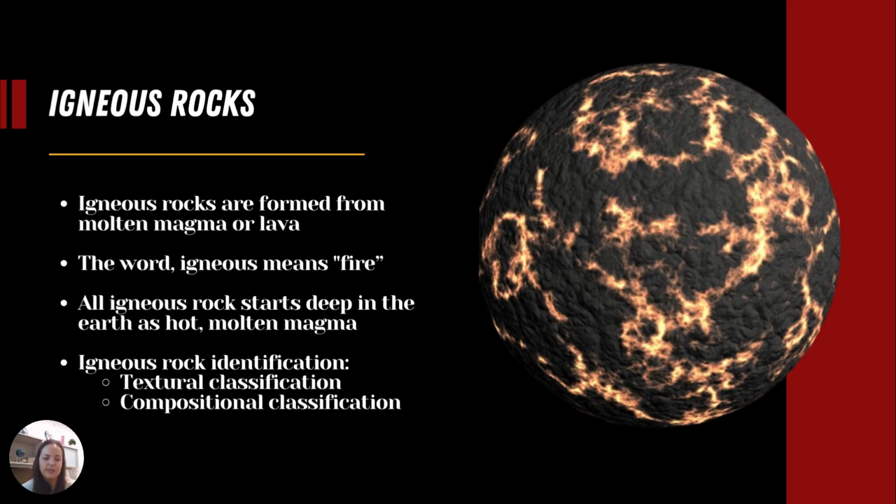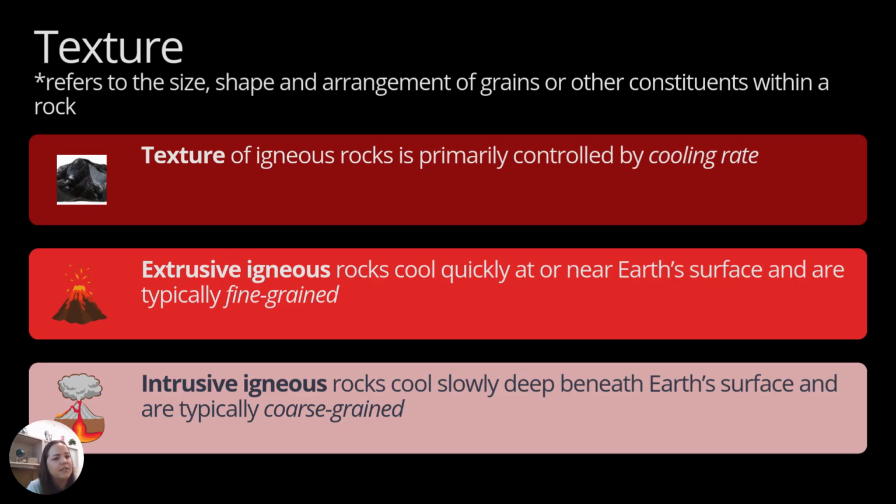So first things first, as we've been talking about several times, these rocks are formed from magma and lava. All igneous rocks form deep in the earth, and some come out of volcanoes, and some crystallize in those plutons that we talked about in the last video. We use texture and composition to identify igneous rocks. First things first is texture.